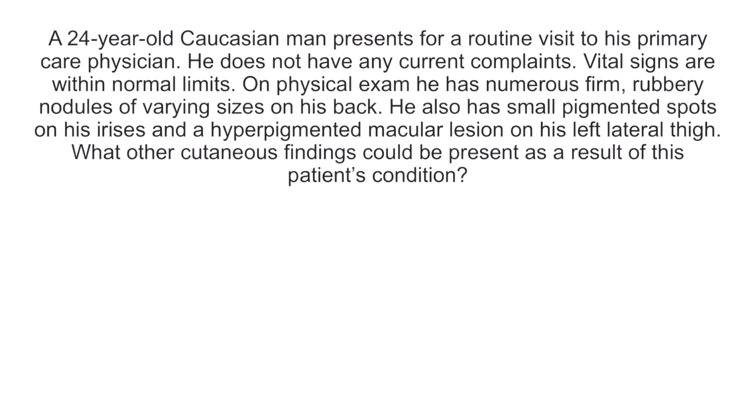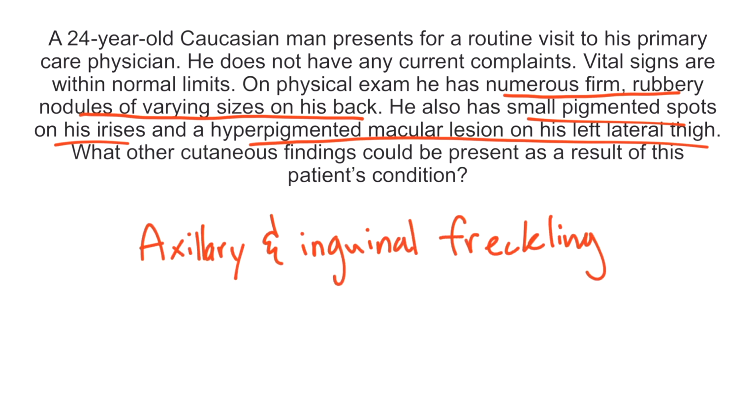All right, this patient clearly has neurofibromas, as suggested by the numerous firm, rubbery nodules of varying sizes on his back. He also has Lisch nodules, the small pigmented spots on his irises, as well as a café au lait spot, which is the hyperpigmented macular lesion on his left lateral thigh. These are all findings indicative of neurofibromatosis type 1. The other common skin finding that could be found in this patient is axillary and inguinal freckling.